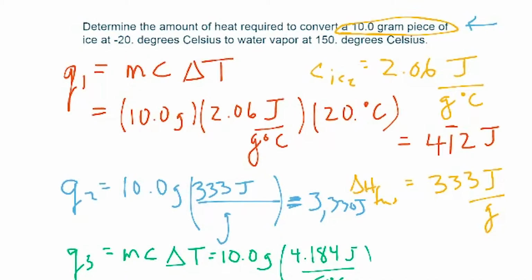So mc and delta T, what is delta T? Well, remember, we're just warming it, not the entire way from negative 20 degrees Celsius to 150. We're just, in this step, heating the water from its melting point of 0 degrees Celsius to its boiling point of 100 degrees Celsius. So delta T is 100 degrees Celsius. And of course, this will give us 4,184 joules.